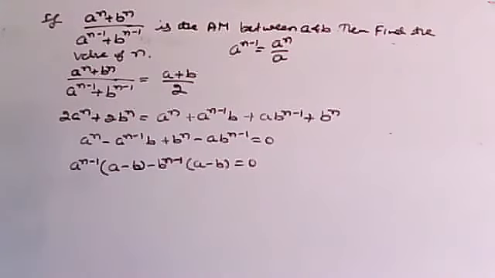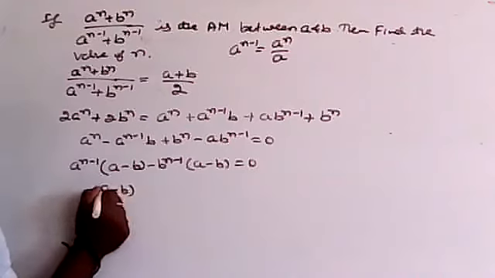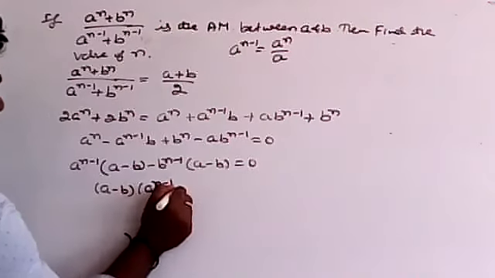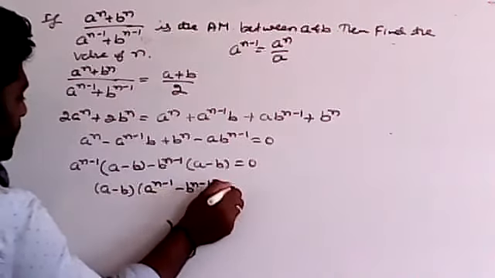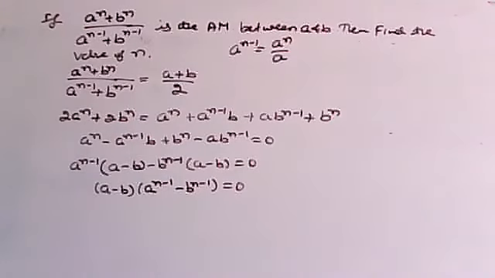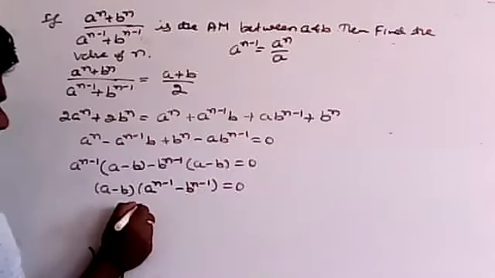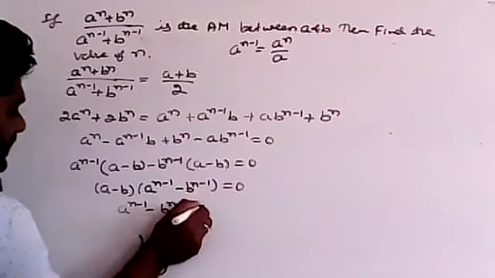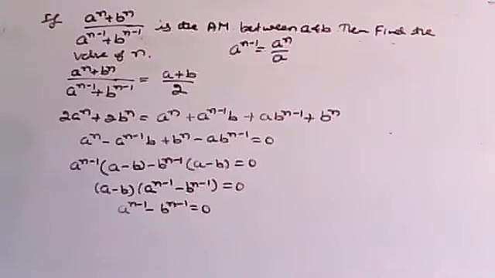So the remaining is (a minus b) into (a^(n-1) minus b^(n-1)) equal to 0. Correct or not? Correct, no, it is? Yeah, the answer is what? Good. The answer is 1. So the remaining you'll solve then. So a^(n-1) minus b^(n-1) is 0. Correct. So then this one we write as what?